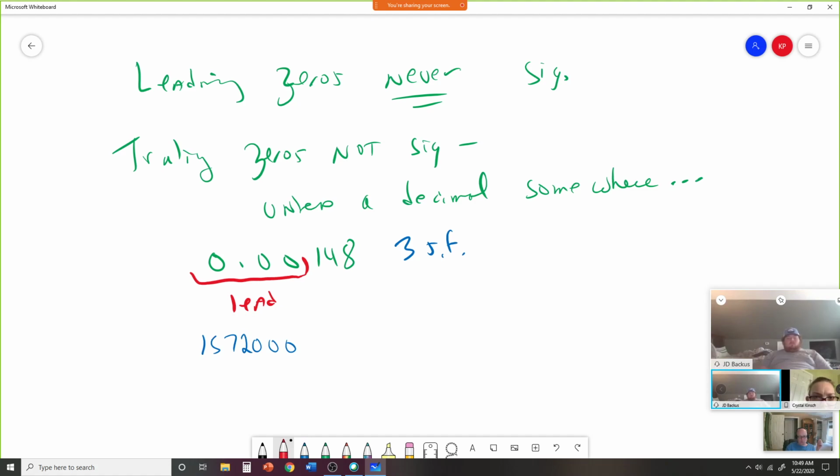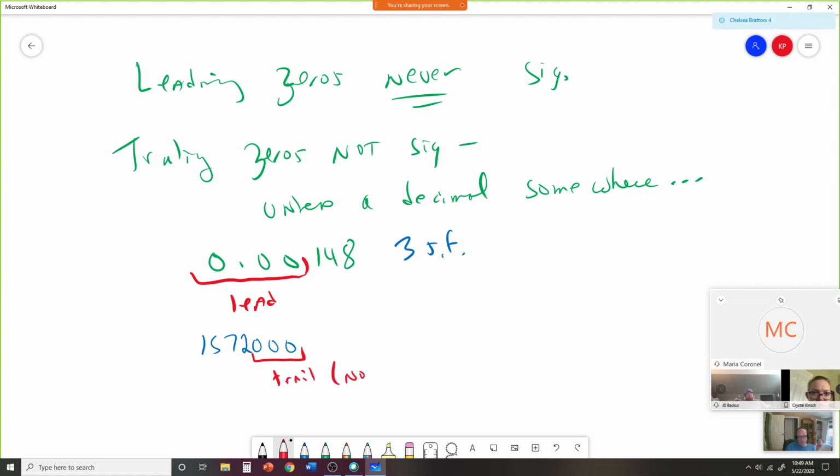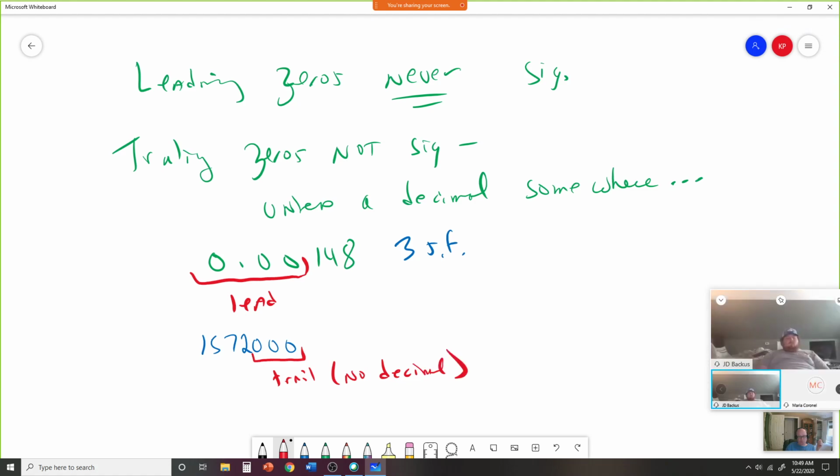Well, these are trailing, no decimal, so therefore it must be what? 4 SF.